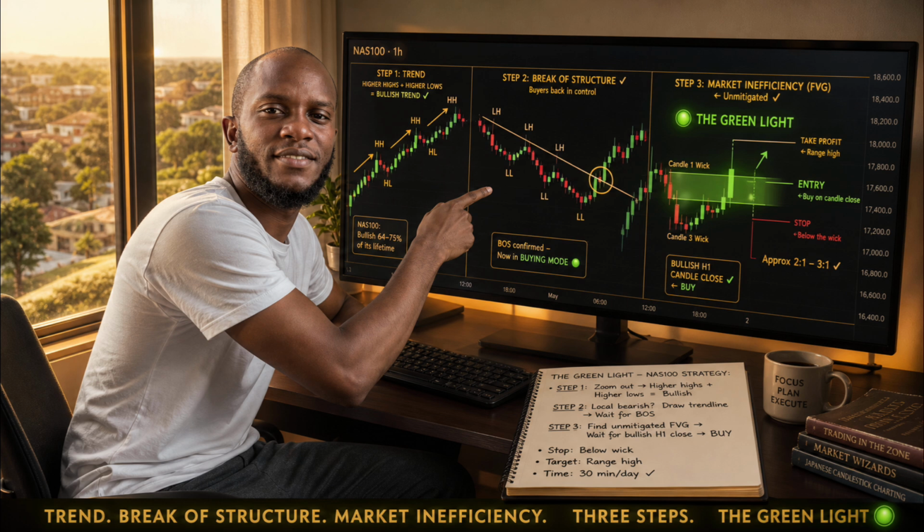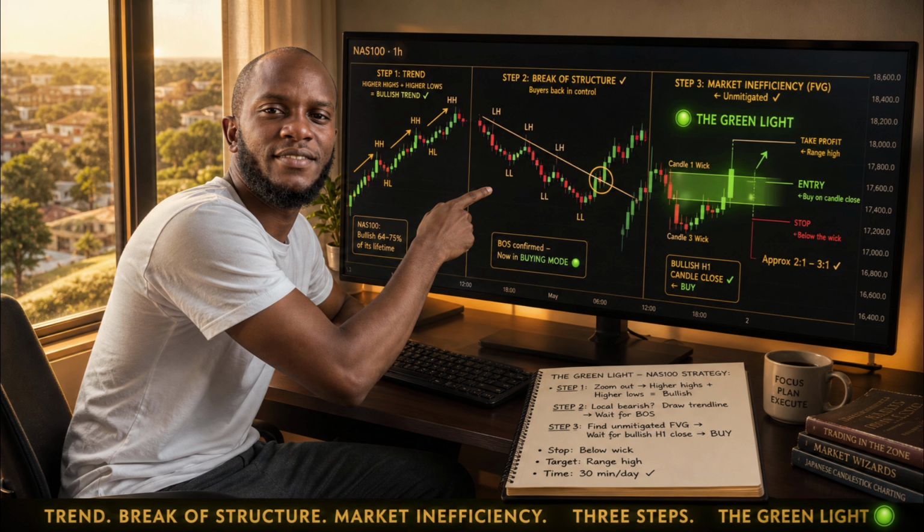1 hour, 3 steps. The NAS100 is statistically bullish, that's already set. Around your full-time job, 30 minutes is enough each day. Trend, break of structure, market inefficiency, that's the way. Beginners get lost in complexity and indicators everywhere. The simple strategy: zoom out, BOS, FVG, it's straightforward. Not because it's hard, but because most never start this clean. 3 steps, green light, NAS100, that's the trading green.